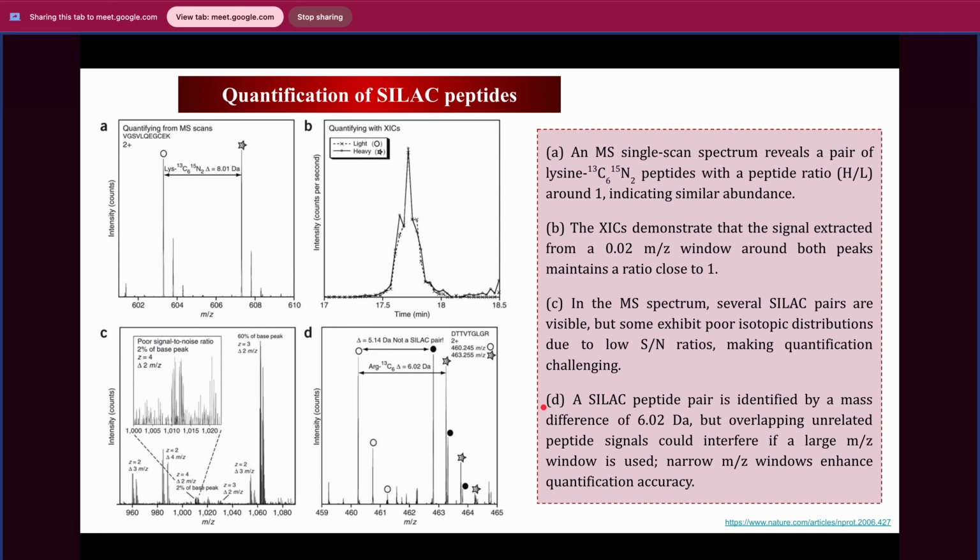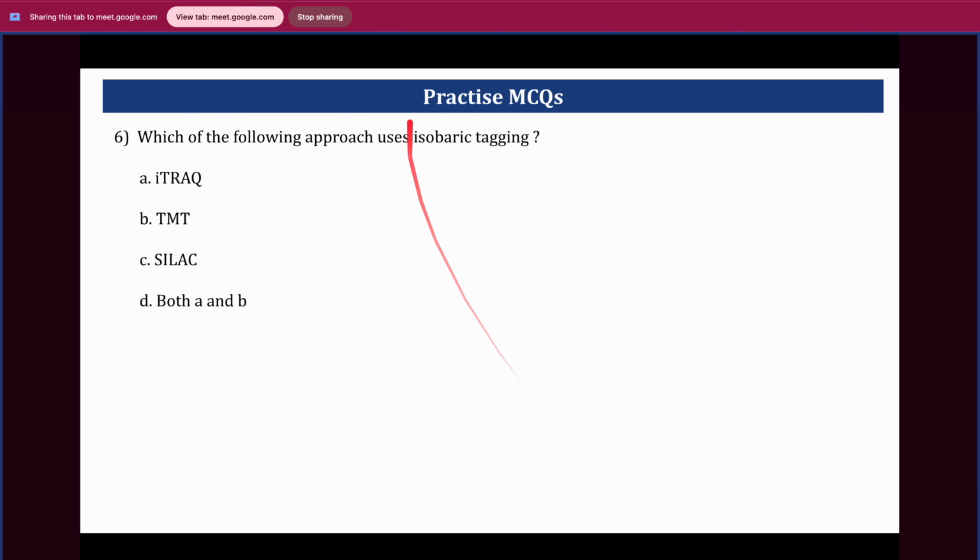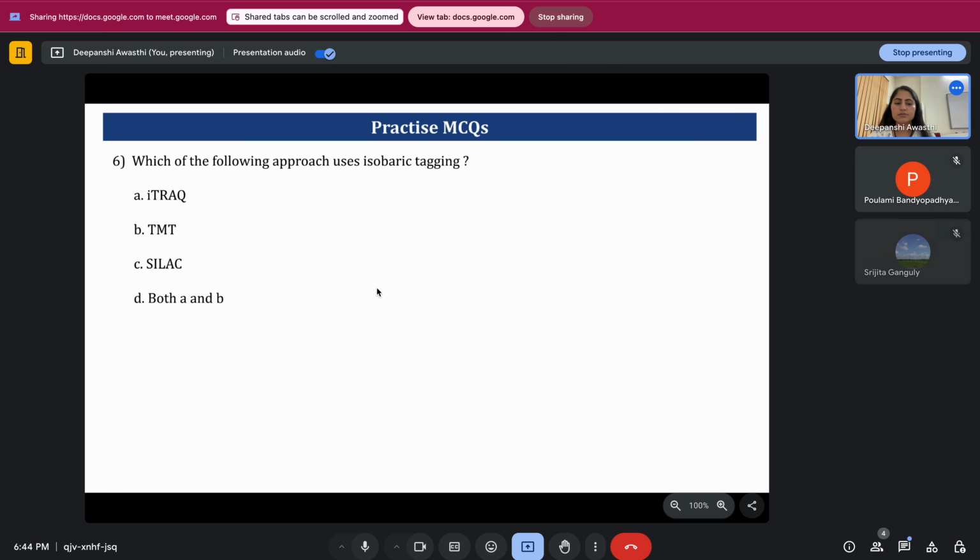So this is just the detailed analysis. We don't have to go through this detailed analysis, but this is just for understanding. If you're interested, you can read it. Now let's move to the next question.